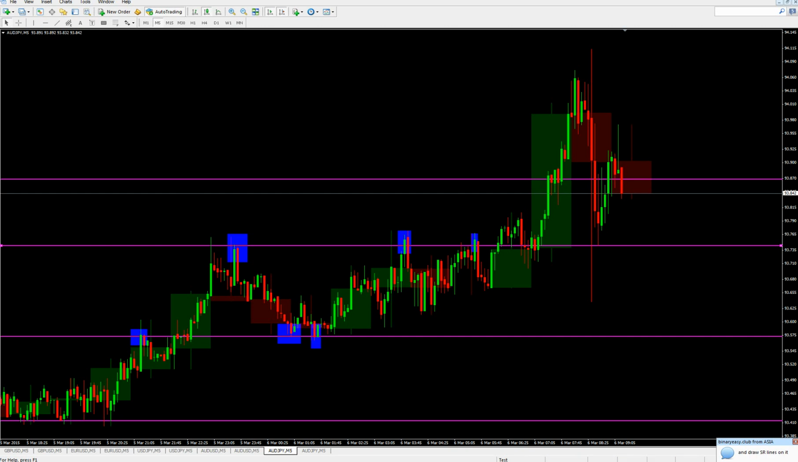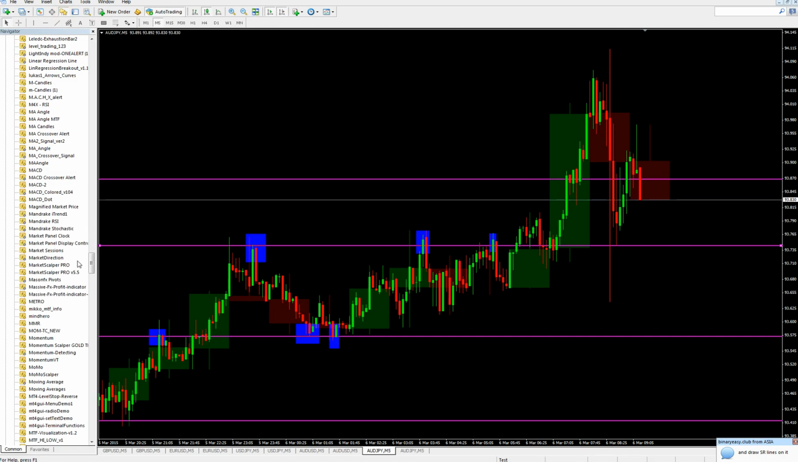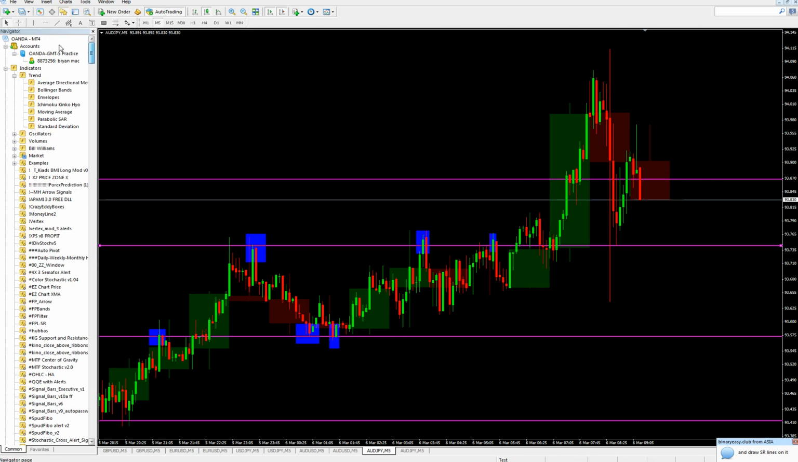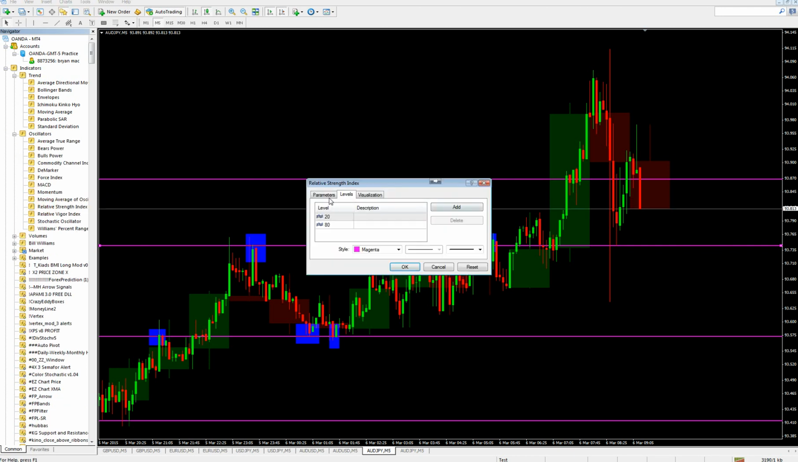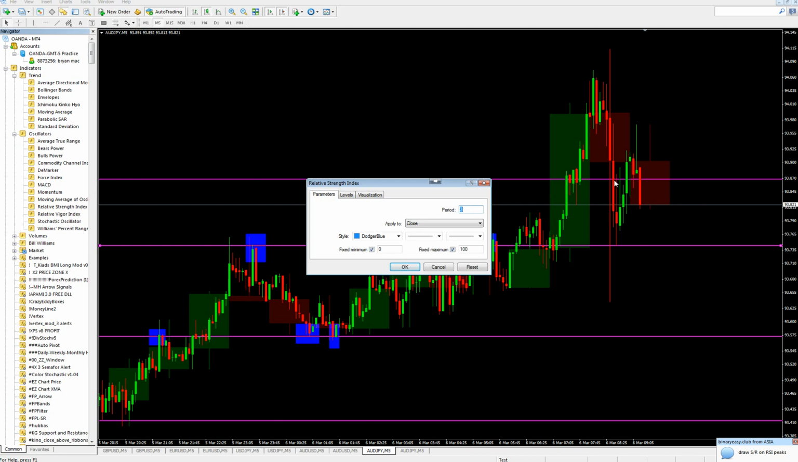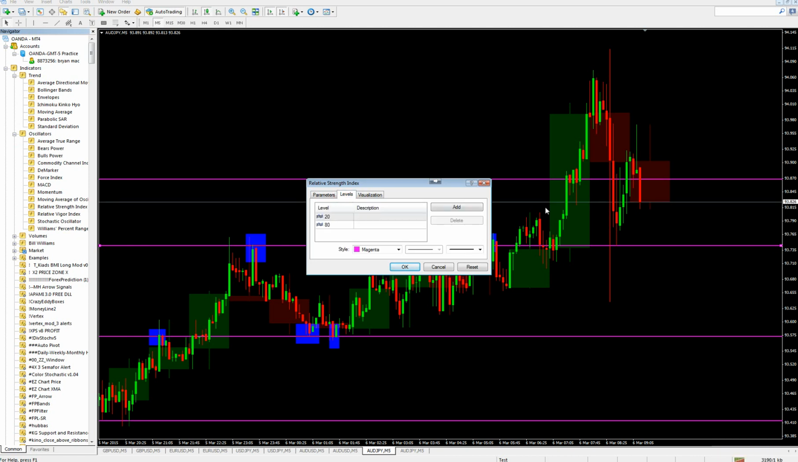RSI. We're on a 5-minute time frame. What period do you want it at? Levels. 80-20.